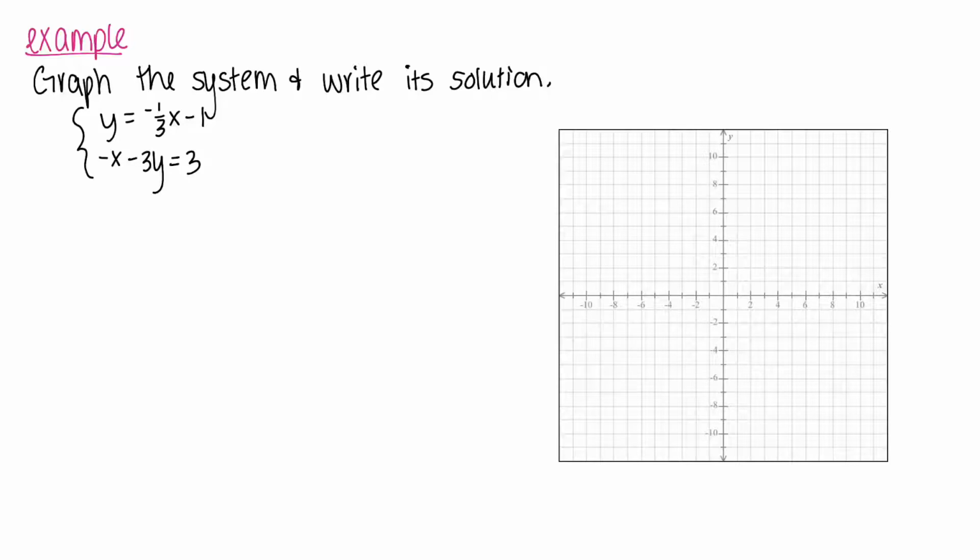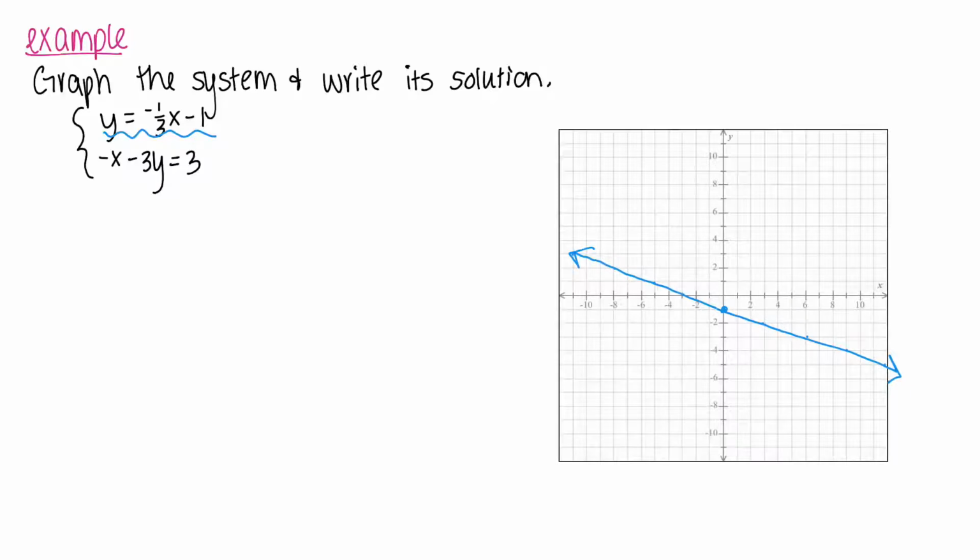Here we have y equals -1/3 x minus 1, and then -x minus 3y equals 3. So I'll start with graphing this line because it's already in y equals mx plus b form. Its y-intercept is -1, and then negative slope means we're going to be going down and then to the right. So rise over run, down 1, right 3, down 1, right 3. And then extending that in the opposite direction. There we go. So there's our first line.